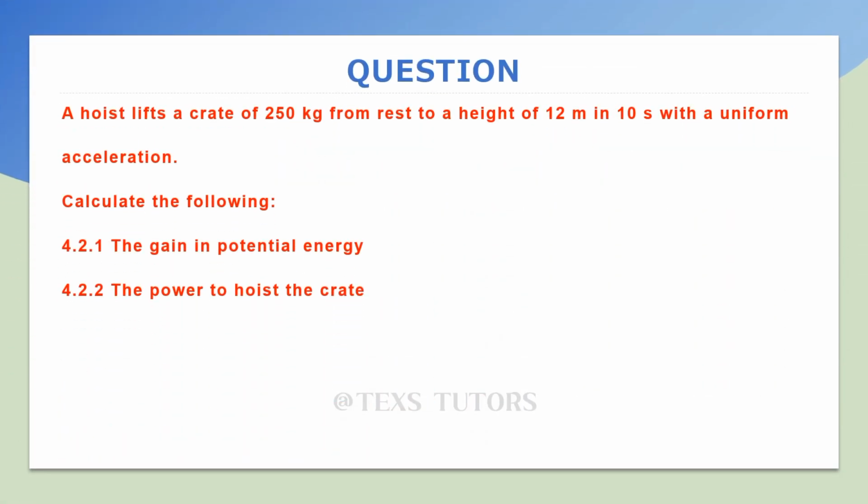So the question reads: a hoist lifts a crate of 250 kilograms from rest to a height of 12 meters in 10 seconds with uniform acceleration. Right, so we are dealing with height. Calculate number 1, the gain in potential energy. Number 2, the power to hoist the crate.